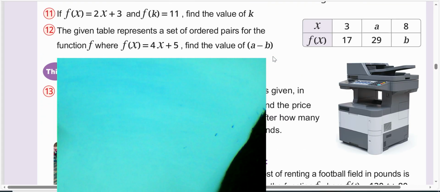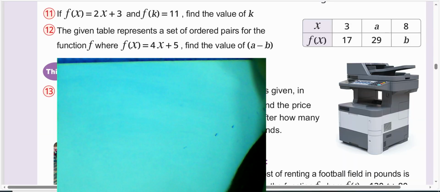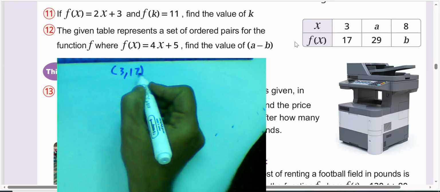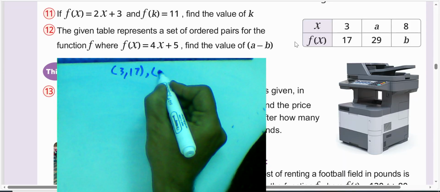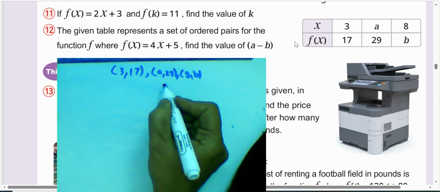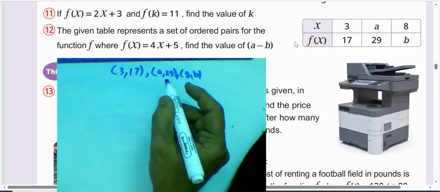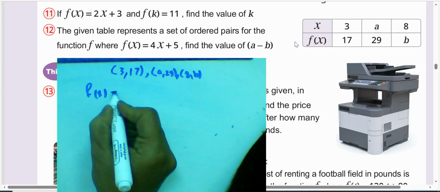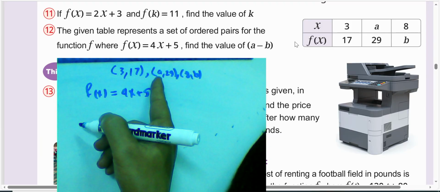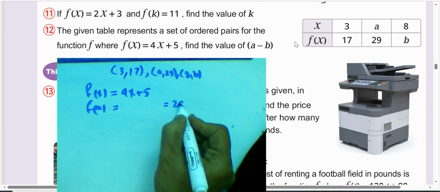Next question. Given the table here, the function, look at the order 3 with 17, the first point, and second point a and 29, and the next point 8 and b. He wants to find a and b, and then find the value a minus b. First we have the function f of x equal 4x plus 5. Pay attention. F of a equals 29. Then f of a will be equal to 29.